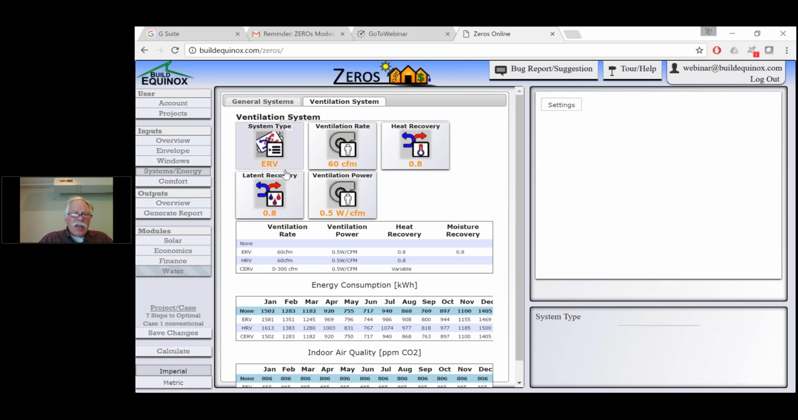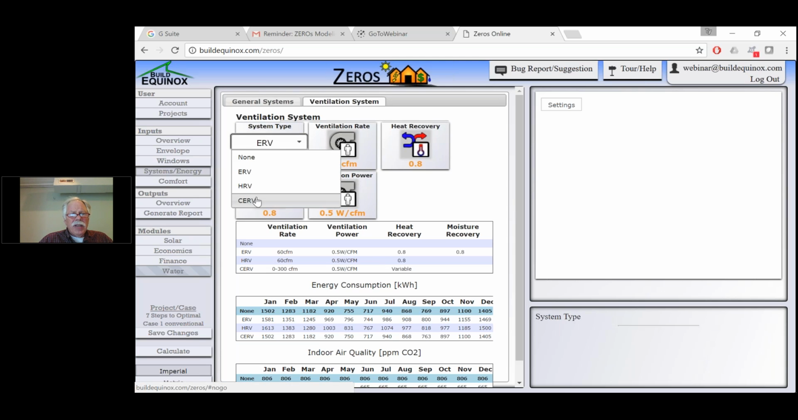0.6 to 0.8 might be typical for a number of these systems, and then 0.6 to 0.9 maybe on the heat recovery side, and then whatever ventilation rate, and then whatever fan power for operating at that. So that lets you explore that.